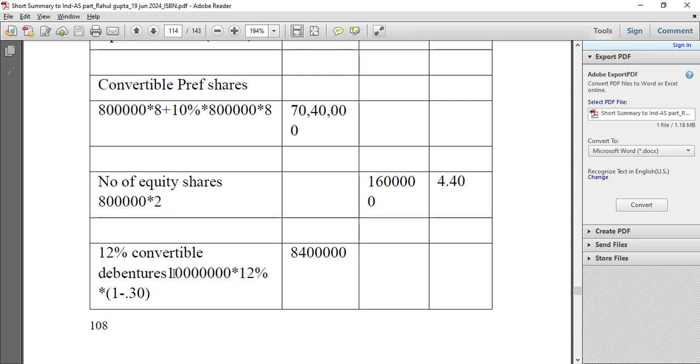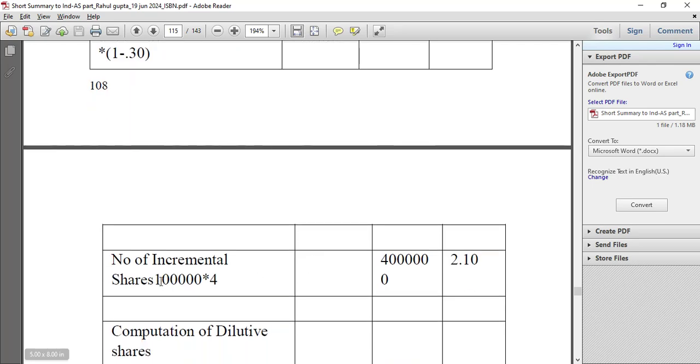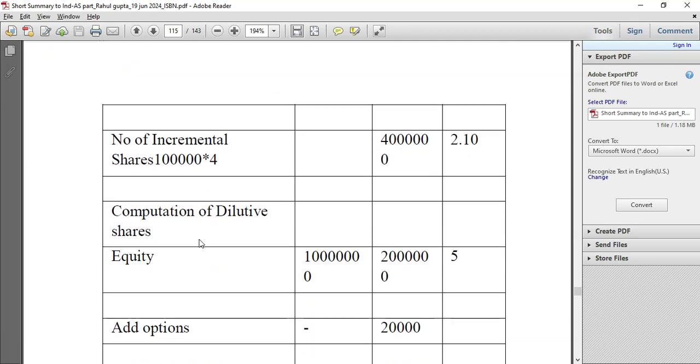12% convertible debentures: 1 crore into 12% into 1 minus 0.30, which is the tax. So 84 lakhs will be the amount. And number of incremental shares 1 lakh into 4, 40 lakhs. That is 2.10.